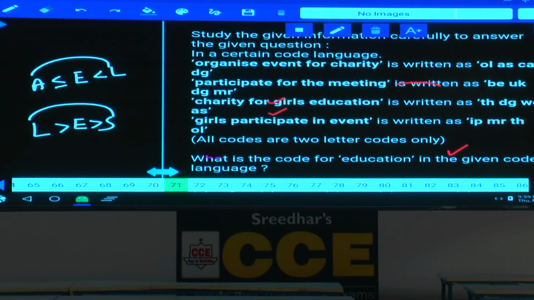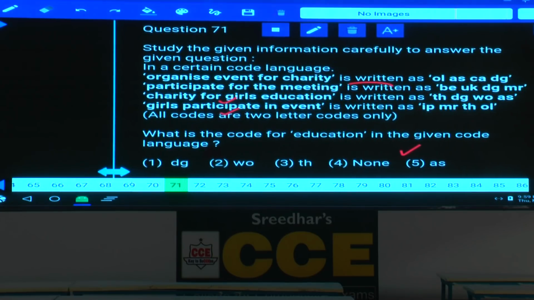Then 71 to 75. These are based on coding and decoding. Now in this, if you compare the first and the second statements, organize event for charity. For is the word which is common between these two, isn't it? And the code which is common between these two is DG. And the code to the word for is DG. Next one, organize event charity. And here also for is there and DG is there.